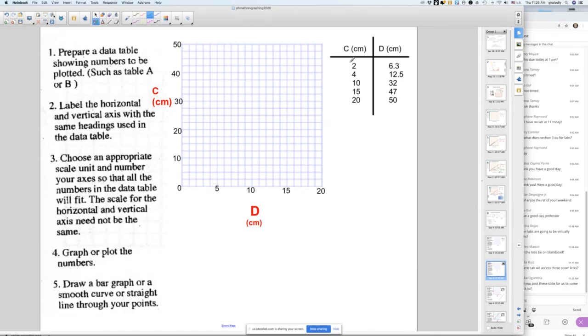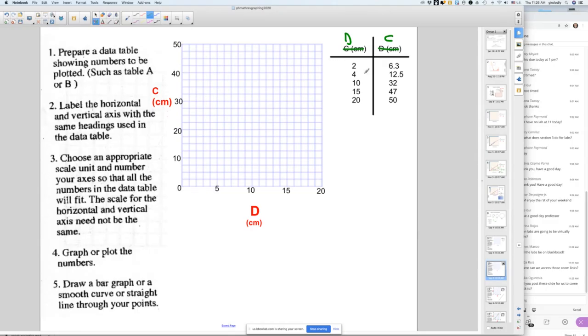Yeah, I reversed these numbers. This should be diameter, and this should be circumference. My mistake. So diameter goes to 20, circumference goes to 50. Okay.